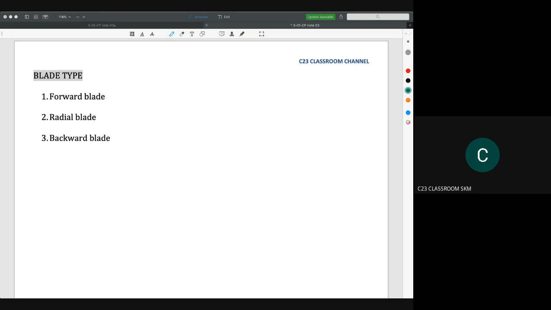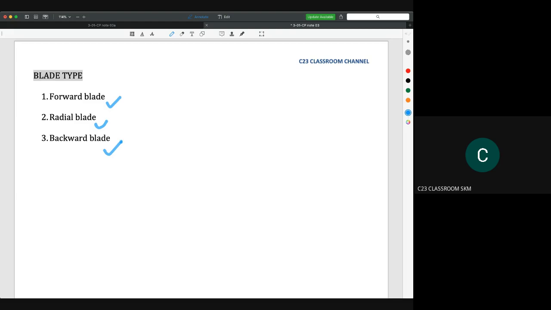So today we will have a discussion about the types of blades. Previously in our lecture notes, we already discussed the velocity triangle, and the velocity triangle depends on the type of blade. So today I will show you three types of blade, which are the forward blade, the radial blade, and the backward blade.